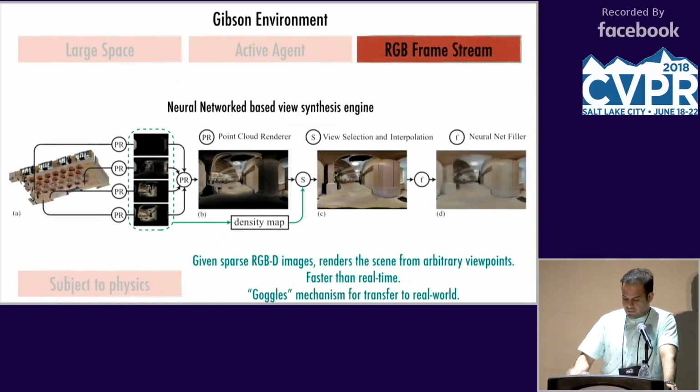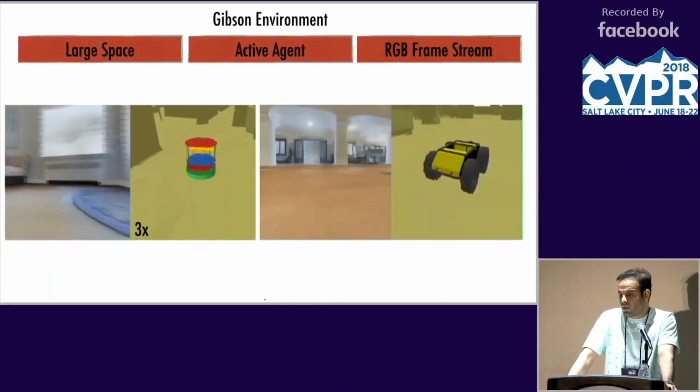Now, to provide RGB frames from arbitrary viewpoints, we developed a novel neural network-based view synthesis engine. I'm sparing most of the details for the poster session, but it's faster than real time, and it has a baked-in mechanism for transferring to the real world that we call goggles.